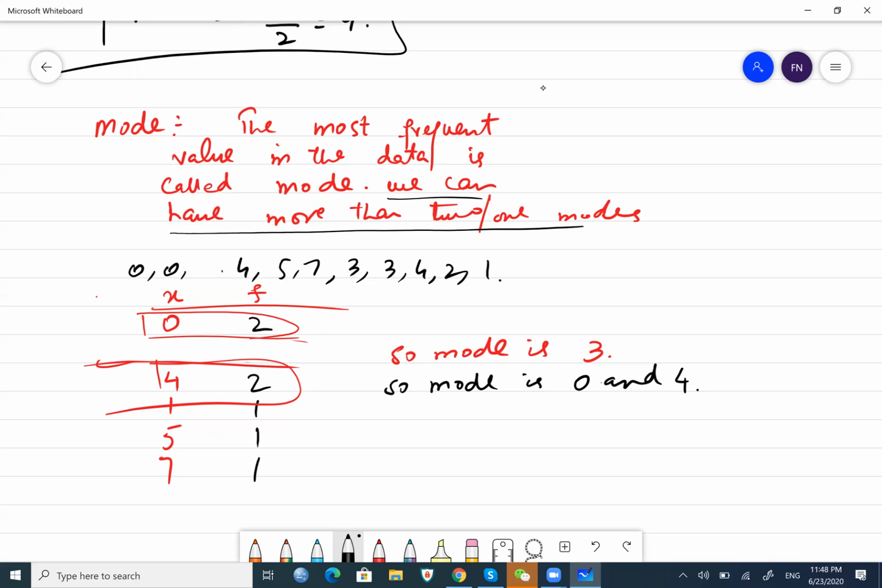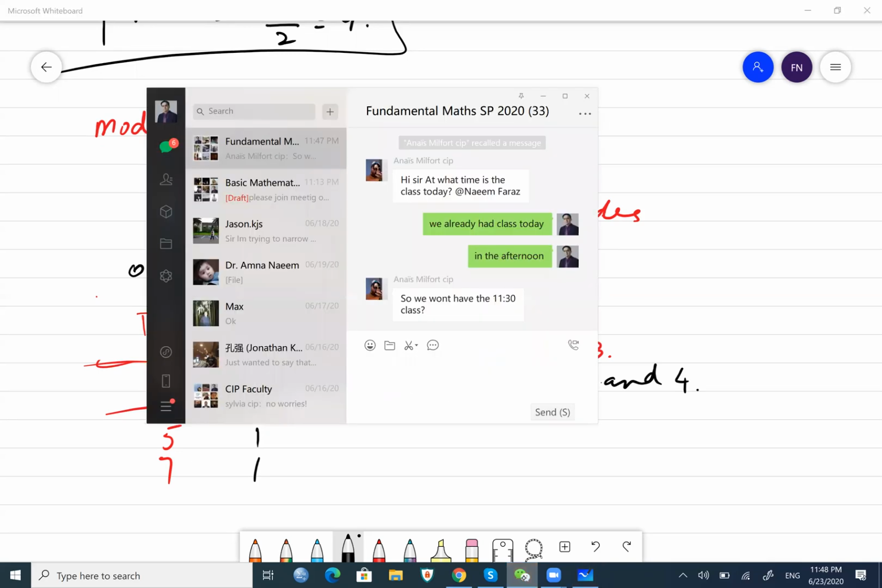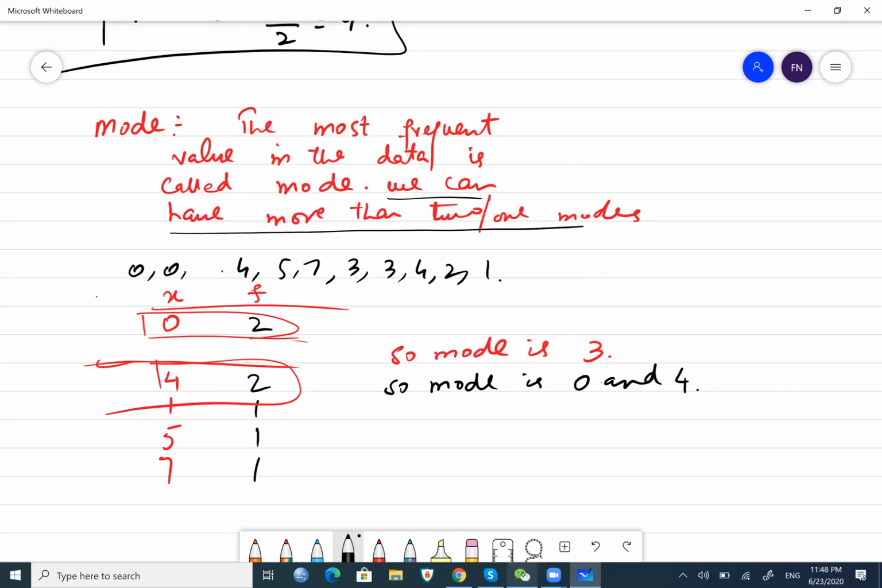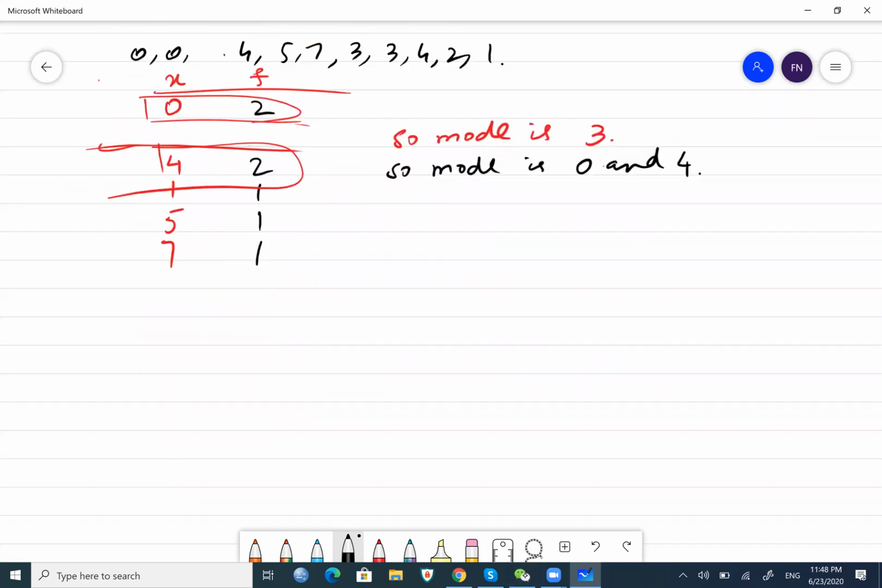Understand? What was the thing that you talked about? Frequency. Frequency tells us how frequent a number is appearing, right?